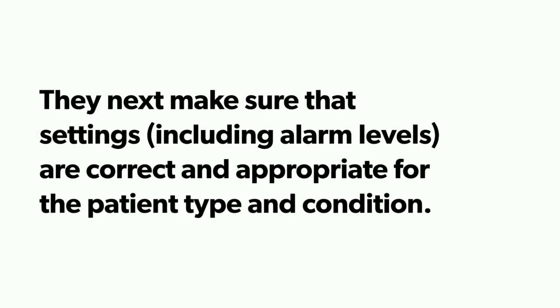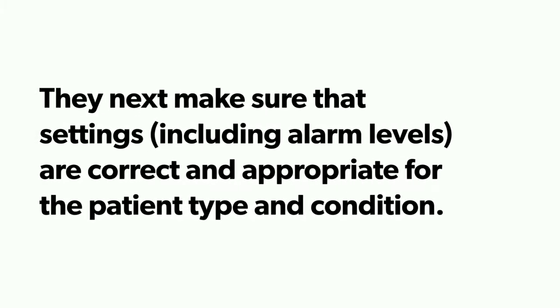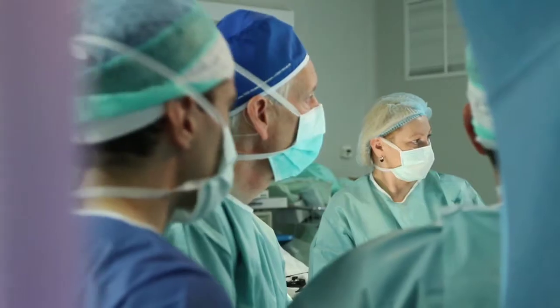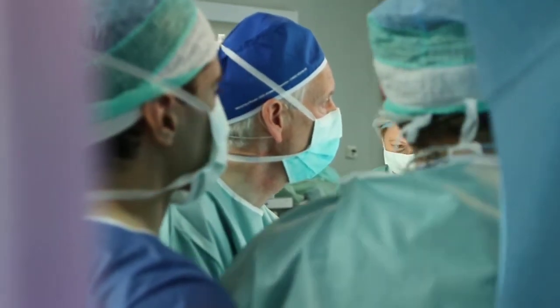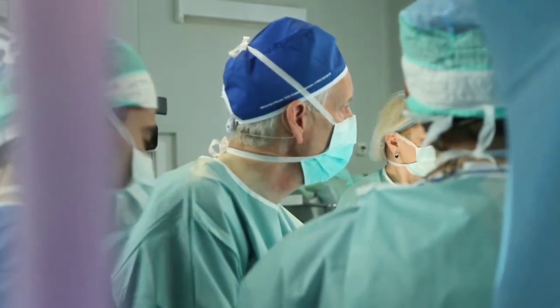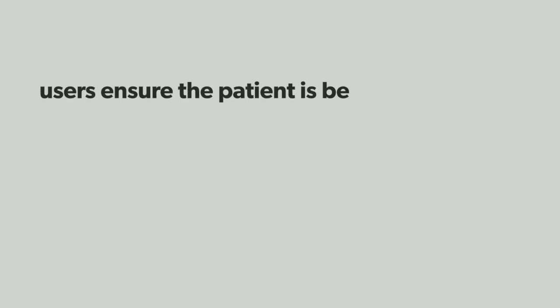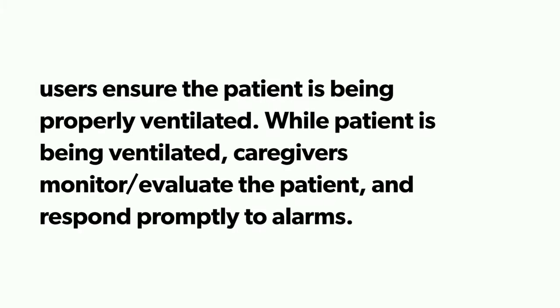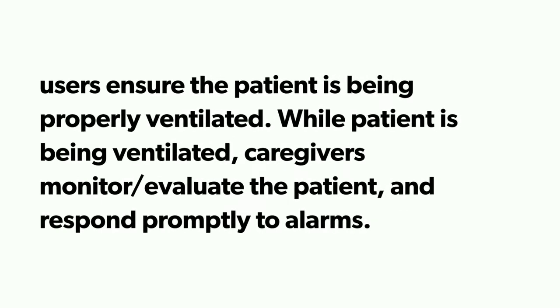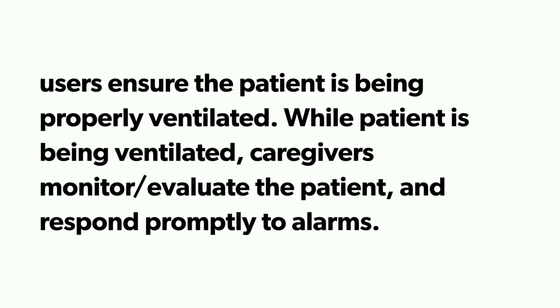Users first check that the unit is ready for use. Then make sure that the settings are correct and appropriate for the type of patient and his conditions. Once completed, the patient is connected to the ventilator. When the ventilator patient connection is completed, users ensure the patient is being properly ventilated. While the patient is being ventilated, caregivers monitor and evaluate the patient and respond promptly to the alarms.